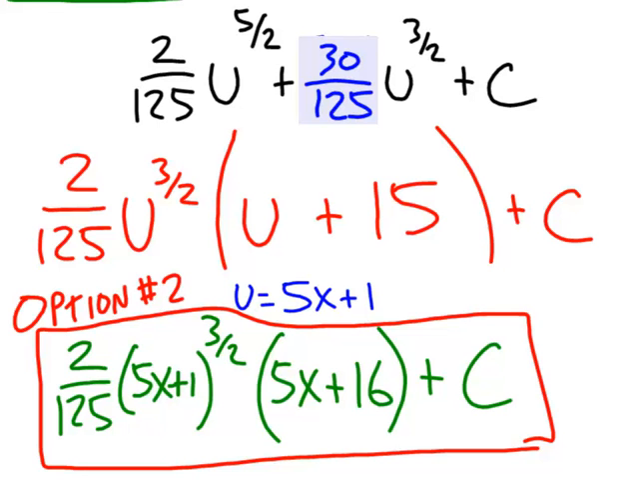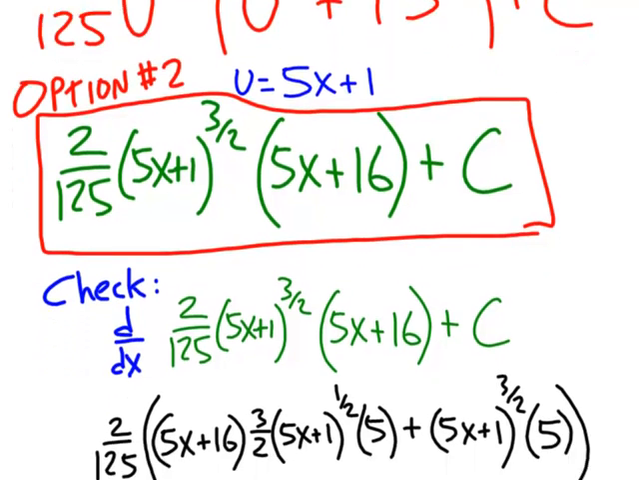Now, for as much as I insist that you get in the habit of checking your anti-deriving processes by deriving, I have to admit that in the case of U-substitution, it's not always practical.